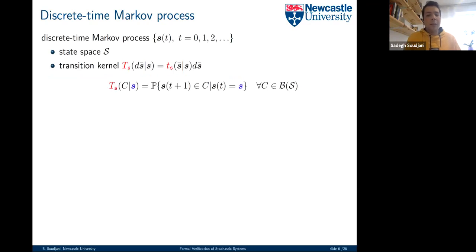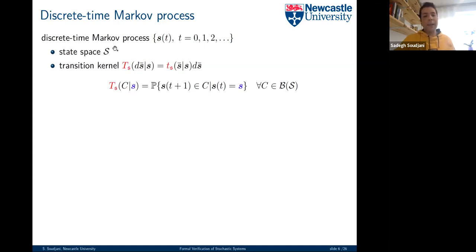So the best framework to study discrete time stochastic systems is Markov processes. You have a system or a process that changes over time, but in discrete time. So the time is discrete. So you have time equal to 0, 1, 2, and so on. And at each point in time, the state can take some value.